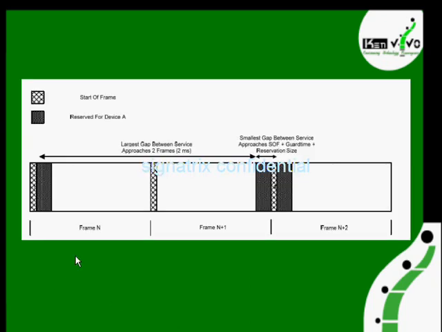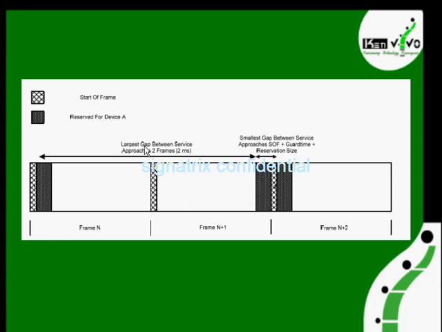If you look at this diagram, you will see how the service intervals are allocated for isochronous transfers. This kind of box indicates the start of frame. We know that the length of each frame is 65 millisecond, and each frame is made up of media access slots. In a single frame, there are 256 of them. This is reserved for device A; this kind of shade indicates reserved for device A.